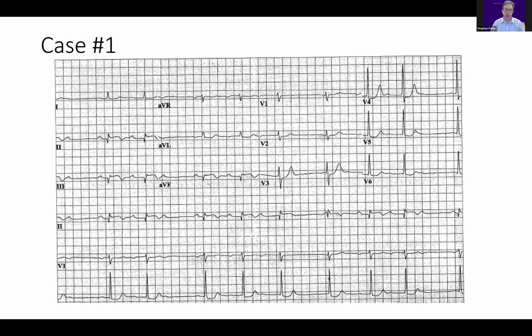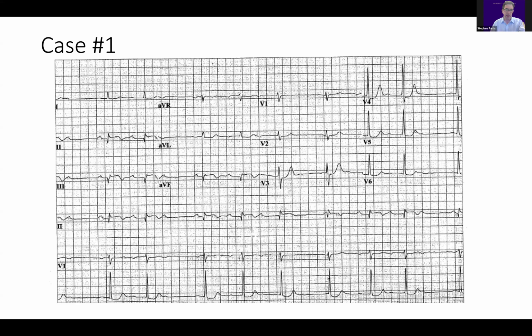We also have Q waves, which you can see as well. So this person has inferior ST elevation. And importantly, you see some reciprocal ST depressions, which are also present in the anterolateral precordial leads. So this person has inferior ST elevations.